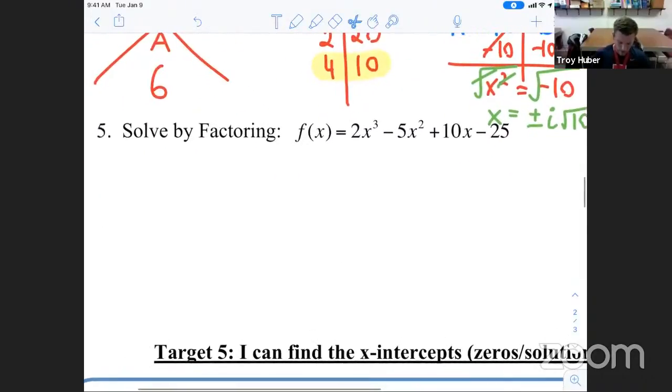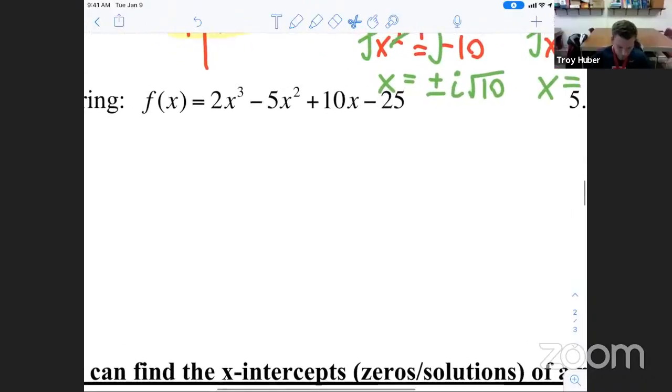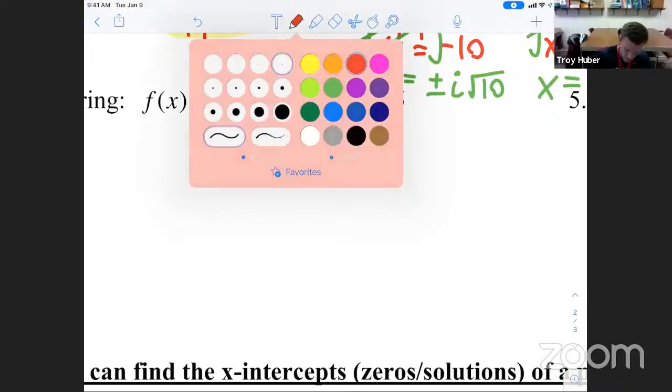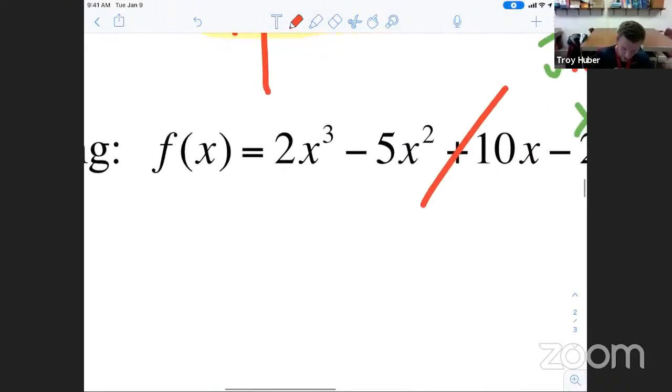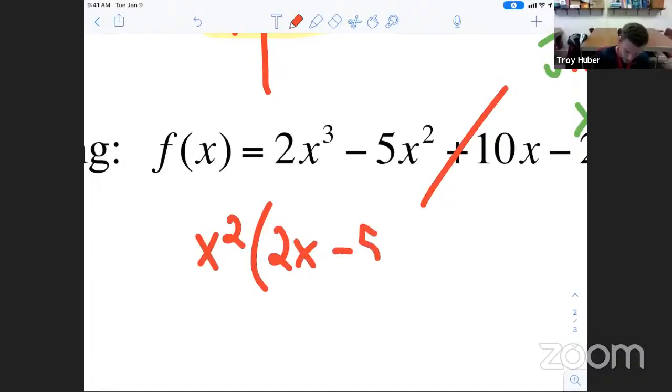All right, on to number 5. This one here, we have f of x is equal to this polynomial here, which you'll notice has 4 terms. Remember from our summative number 1, when we have 4 terms when we're factoring, we try that factor by grouping. So let's split this. Let's look for a GCF in this first half. I think we could pull out an x squared so that this is now 2x minus 5.